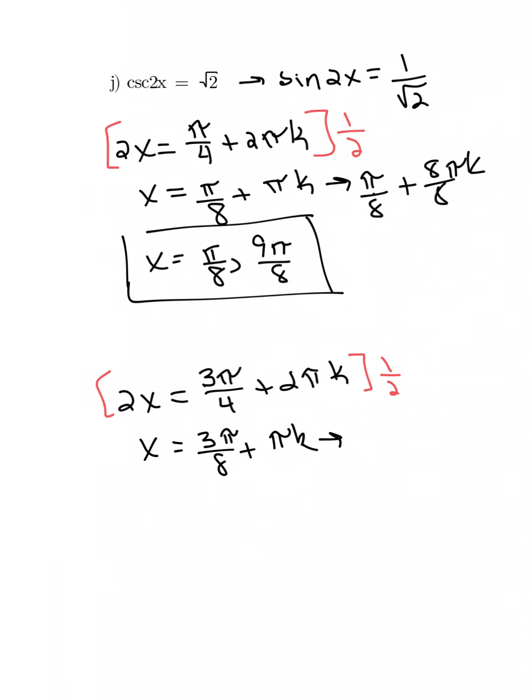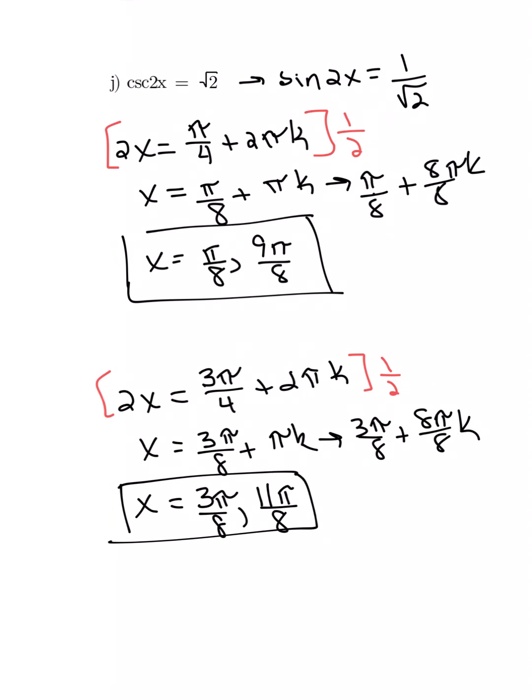So this one will become 3 pi over 8 plus 8 pi over 8 k. Our first solution is 3 pi over 8. Now add 8 to that. 3 plus 8 puts you at 11 pi over 8. For a second solution, add another 8 over 8. That would put you at 19 over 8, which is too big, so you stop. So you get 2 solutions out of this one also.